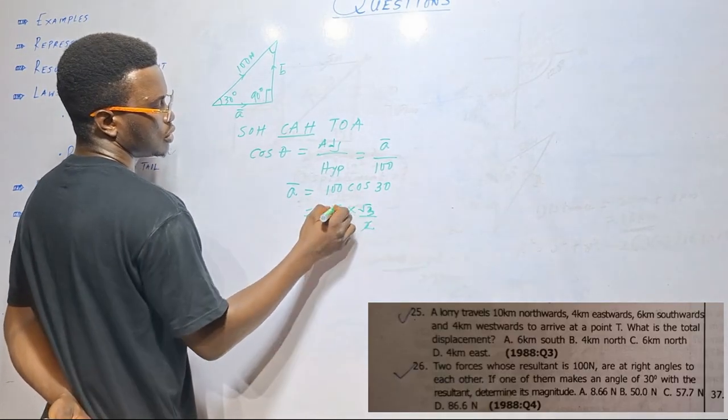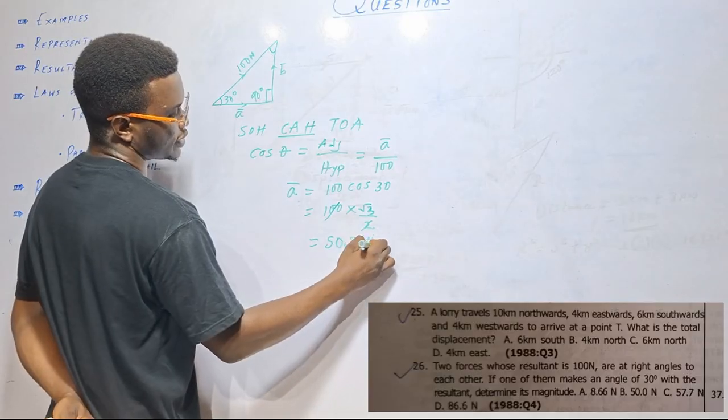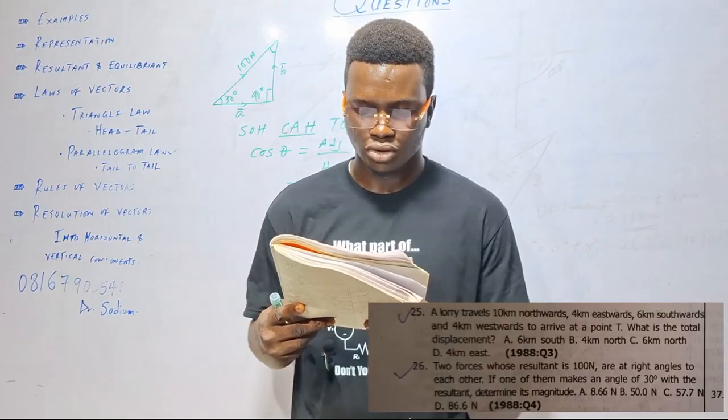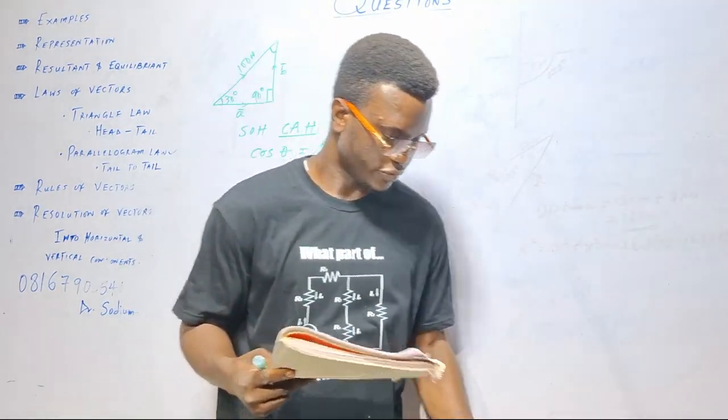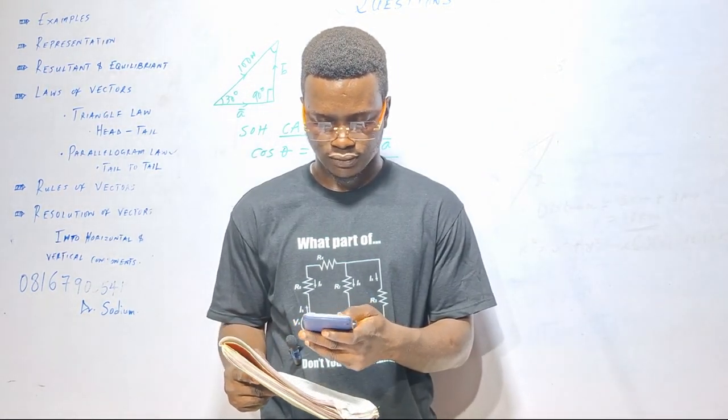And cos 30 is root 3 over 2. So that will be 100 times root 3 over 2. So 2 into 100 is 50. So that's 50 root 3. If you punch your calculator, 50 root 3 is 86.6 Newton. So the final answer there is option D.